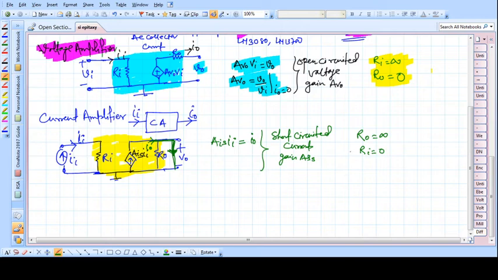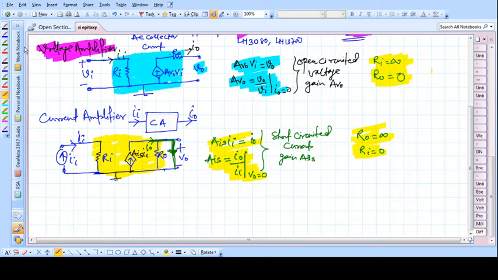So we can say this AIS is nothing but simply I naught by Ii, keeping V naught 0. V naught 0 means short circuited. For open circuited, V naught will be the same and I naught will be 0. So this one is the current amplifier gain, and these are the input resistance and output resistance values at the ideal condition. These are the ideal ones.